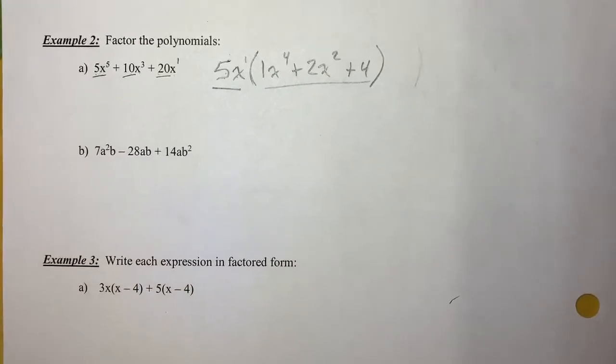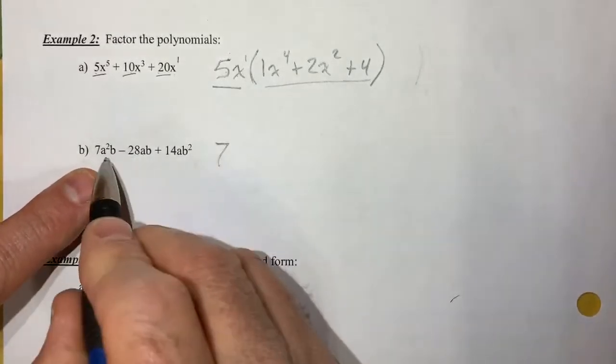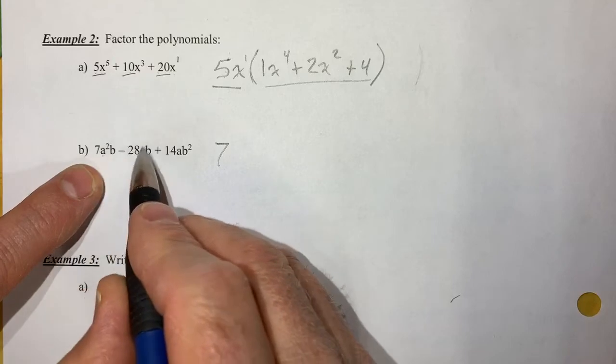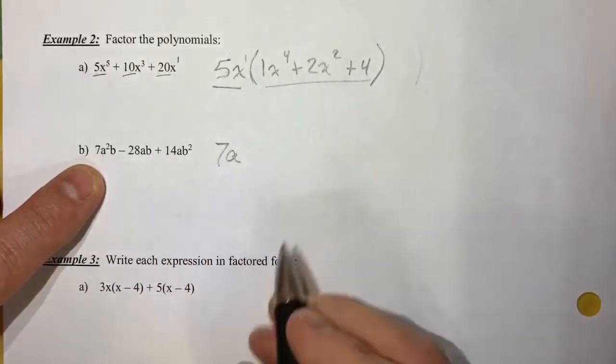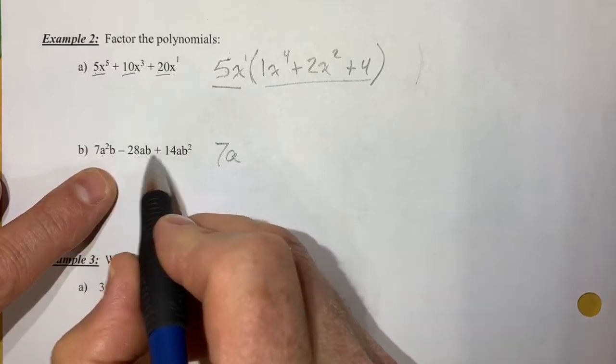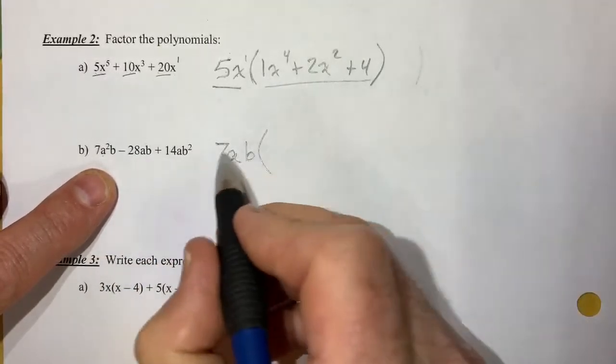Okay, let's try it again. 7, 24. Okay, I know the common is 7. A squared, a to the 1, a to the 1. So there's only one a common, so I can take out 1a. B to the 1, b, b. Okay, they all have b's, so I can divide out a b. That's what I'm dividing out.